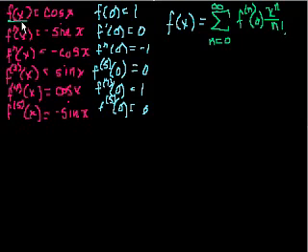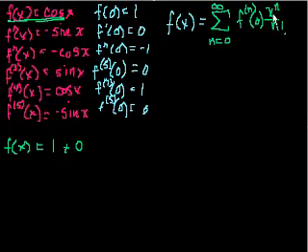So if our f of x is cosine of x, what does this turn into? Well, f of x is equal to f of 0 times x to the 0 over 0 factorial. That's just 1, right? Plus, now we're at n equals 1. It's the first derivative at 0. F prime of 0. Well, that's just equal to 0. And who cares about that? But that would be x to the first over 1, right?